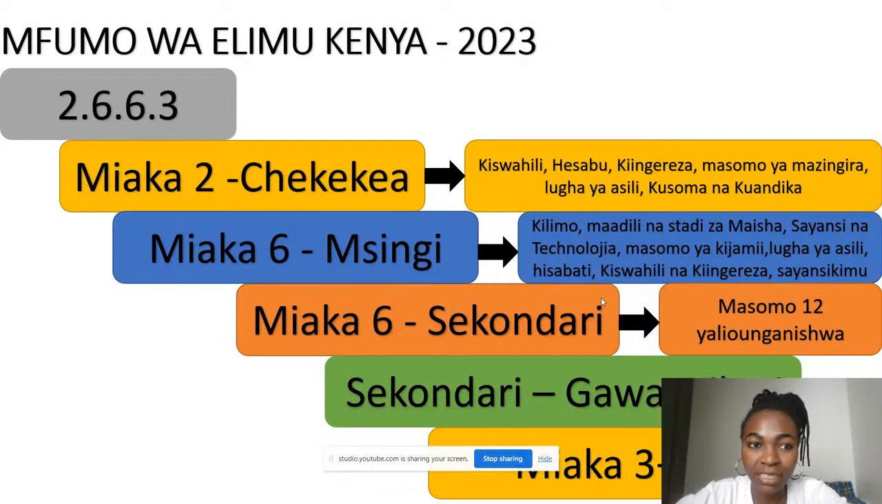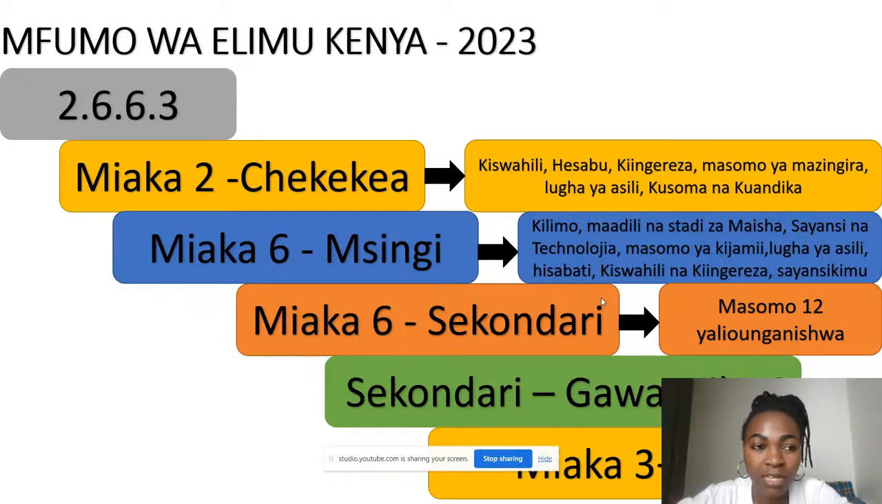This is normally how education is planned in Kenya. So we have the 2663, which transitioned earlier from 844. This 6223 means 2 years kindergarten school, 6 years primary school, 6 years secondary school, and 3 years university. But now let's look at how we call these words in Swahili.